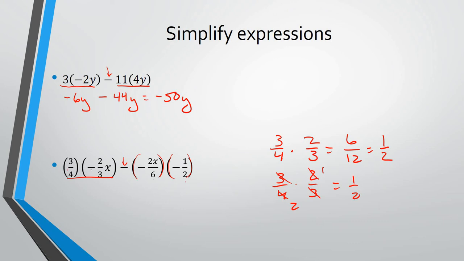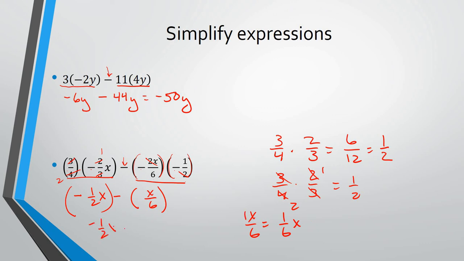So back to here. Negative times positive gives me a negative. And again, I'm going to do some simplifying here. Cross off the 3's. Negative 1/2 x minus, now I have a negative times a negative. I'm going to get a positive. 2's cancel, and I get x over 6. X over 6 is the same as 1/6 times x. There's an understood 1 in front of that x. So I've got negative 1/2 x minus 1/6 x.